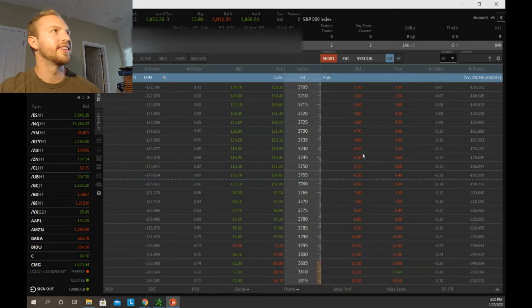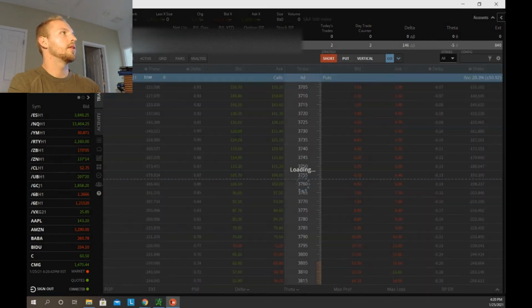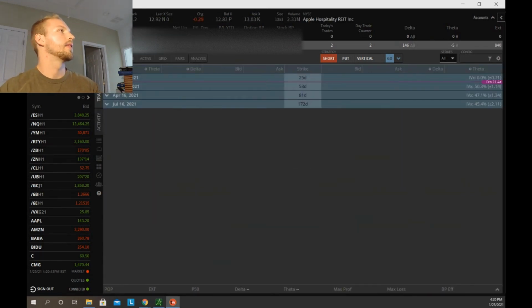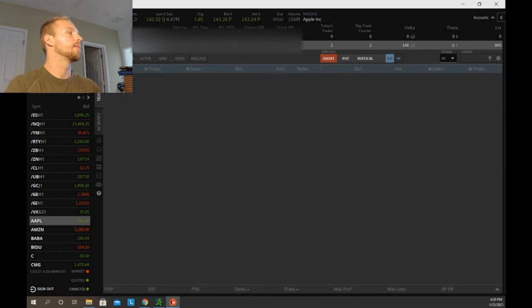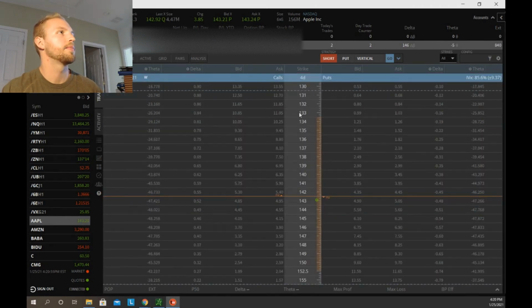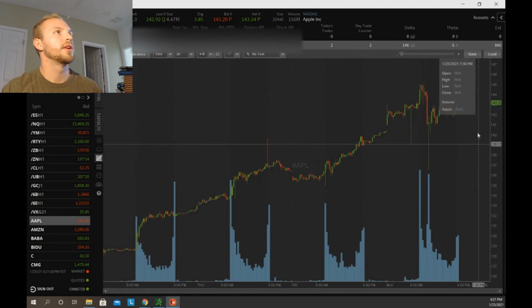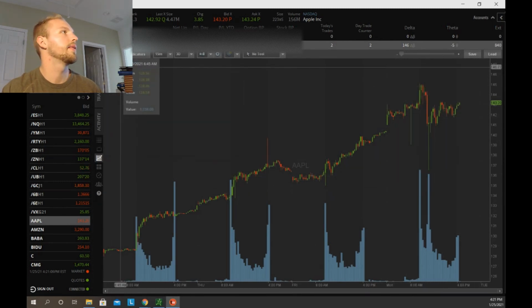So let's just run through an example real quick so you can better comprehend this. Let's say I'm on the Apple stock and want to go to January 29th. That's this week. First of all, let's look at the chart for Apple. We're on a 15-minute chart, and let's just say we're bullish on this.